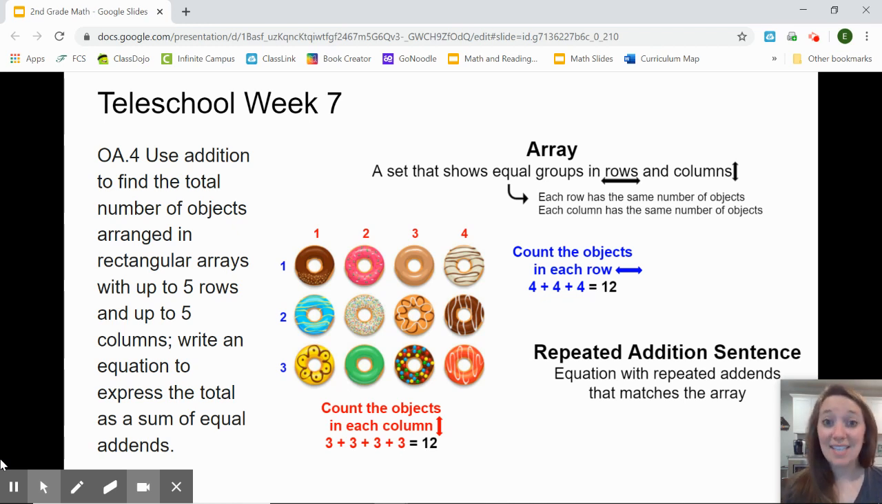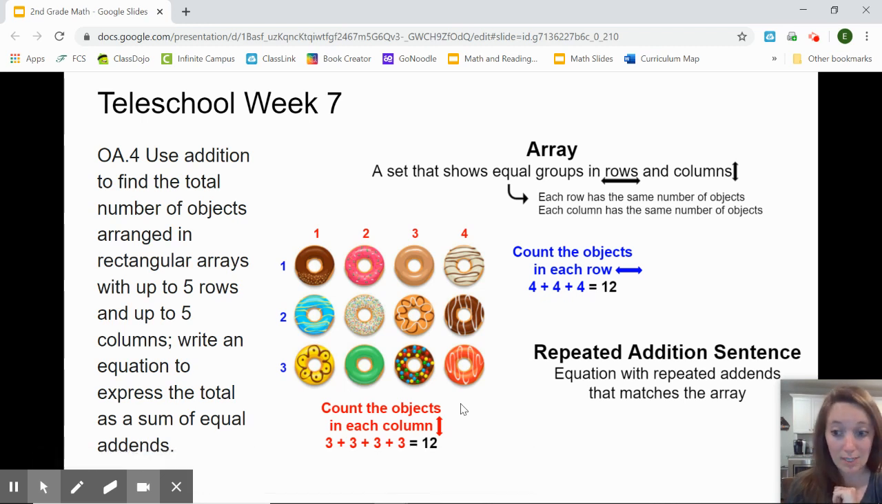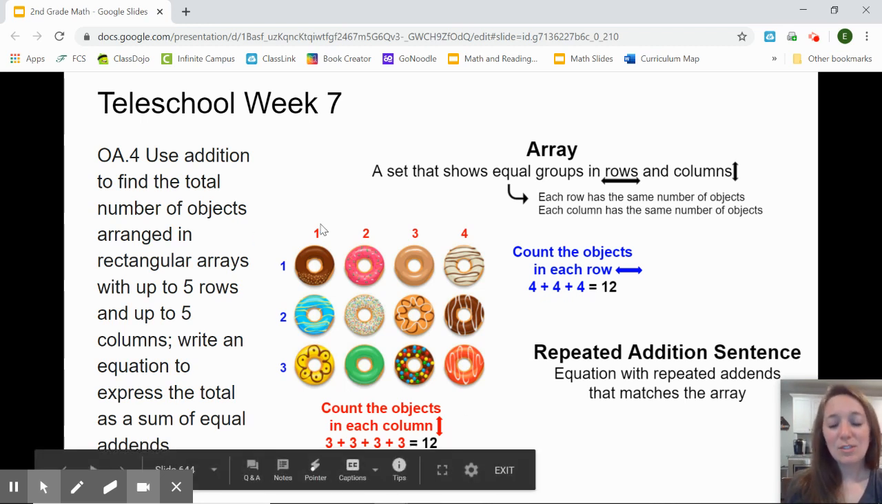An array is a set that shows equal groups in rows and columns. So that means that each row has to have the same amount and each column has to have the same amount. So this is an array right here. This is an array of donuts, which is not a bad array if I must say so myself. So this array has 3 donuts in each column and it has 4 donuts in each row.